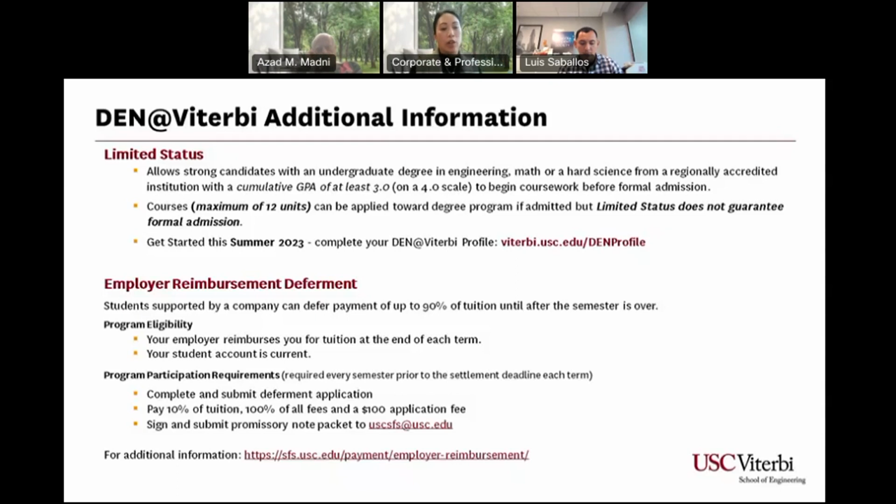And we do also have an employer reimbursement deferment program, and this is for students who are supported by a company in terms of tuition assistance. You are able to defer your payment of up to 90% until the semester is over. To be eligible, your employer does have to reimburse you for tuition, and your student account does have to be current. For additional information on this, we encourage you to go to the website indicated on our page.